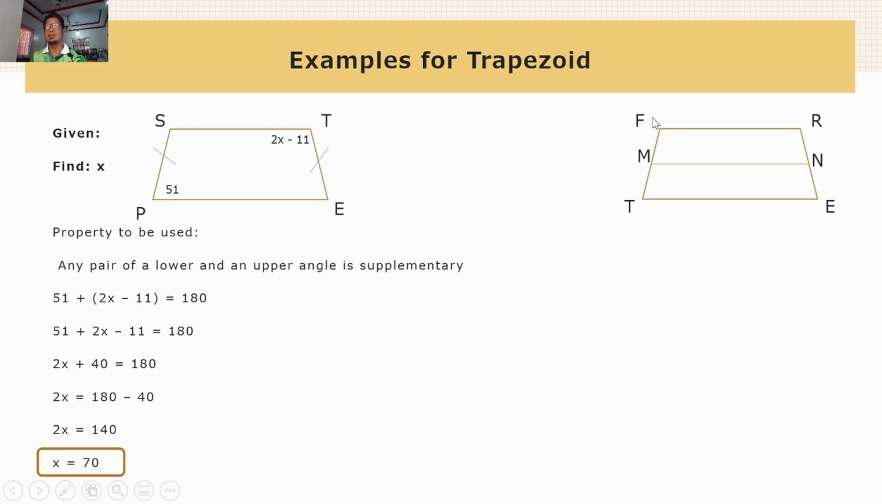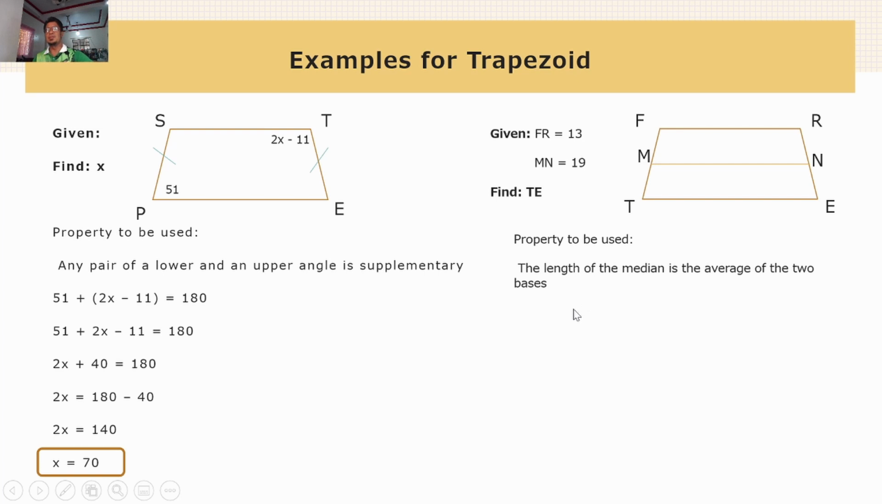So this is a trapezoid FRET, and we have the median MN. Given FR is equal to 13, so this one is 13. MN, the median, is equal to 19. We are looking for the other base. So kahit po alin yung base 1 or base 2 ninyo.